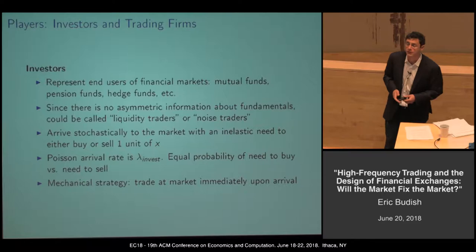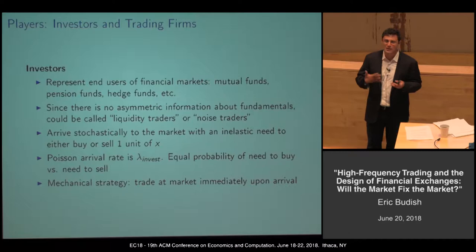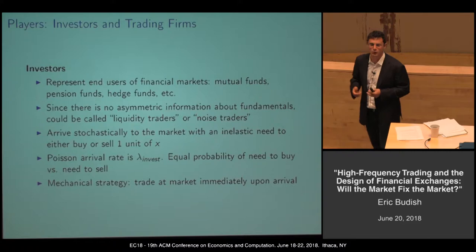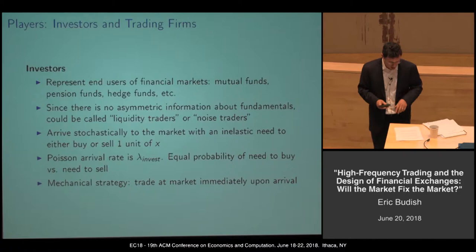There's two kinds of players in our model, investors and trading firms. Investors are going to act pretty mechanically. They show up to market in a Poisson process at rate lambda invest, and they need to buy or sell one unit of X, equally likely to need to buy versus sell. We think of investors as representing end users of financial markets.